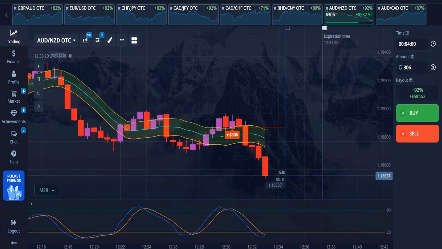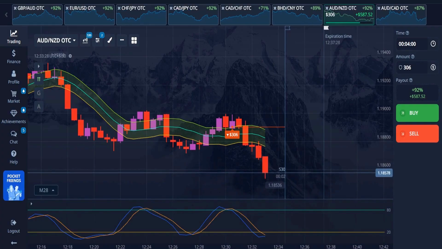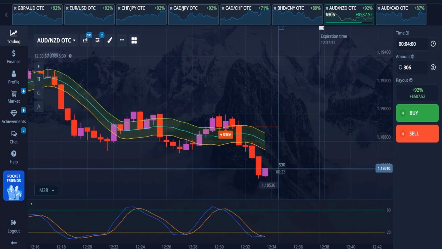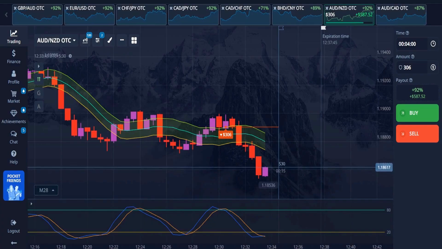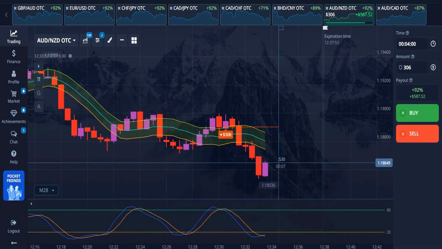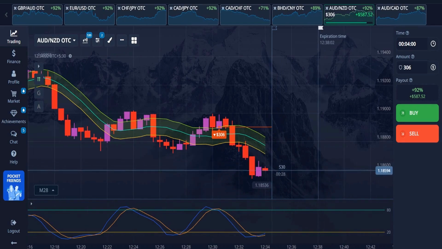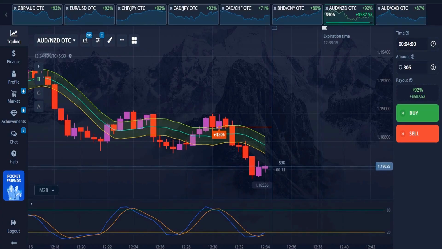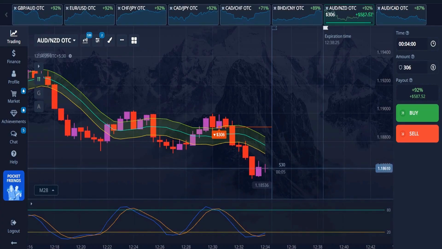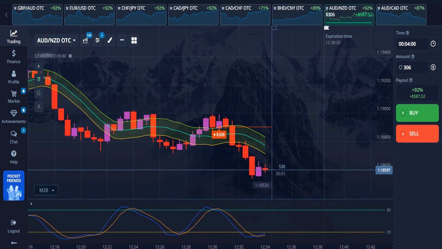You'll notice how the market slowly starts to reverse in our favor. This is the beauty of combining a reversal zone, envelopes, with a momentum indicator, stochastic. It gives us higher accuracy and better confidence when entering a trade. We still have some time left in this trade, so stay with me. Let's see the final result together.